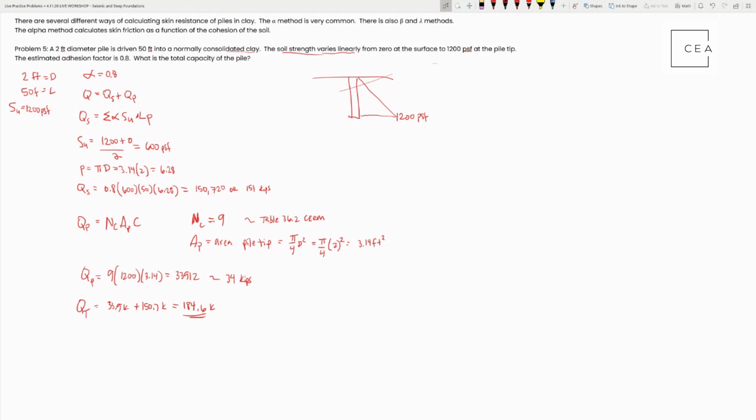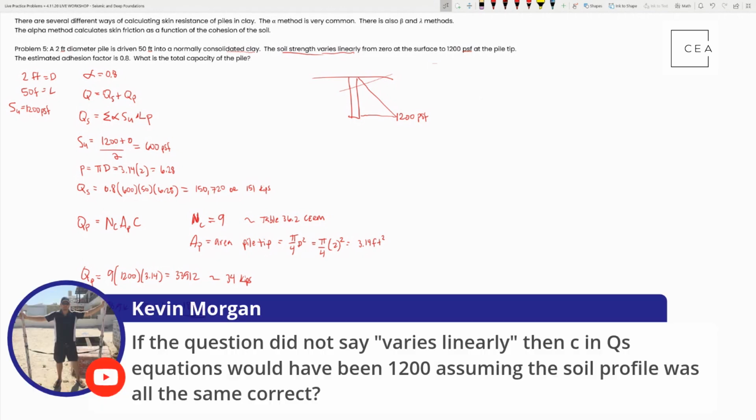Kevin asked a question. If the question did not say varies linearly, then C in Q's equations would have been 1200, assuming the soil profile was all the same, correct? I would assume so, Kevin. Yes. If they did not say varies linearly in the problem, yeah. This is one of those things where you got to pay attention to some of that wording in the problem. Good catch.